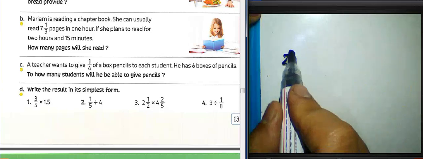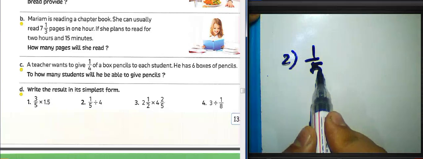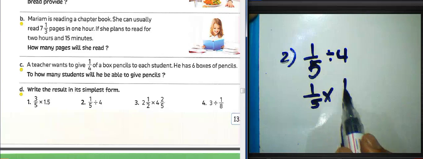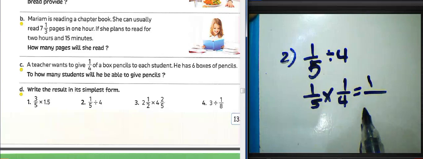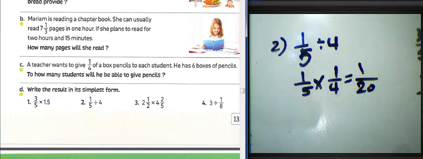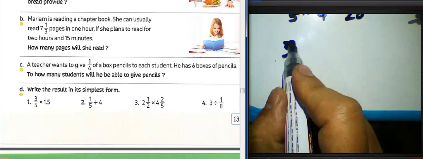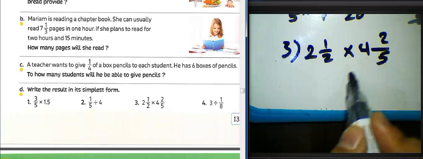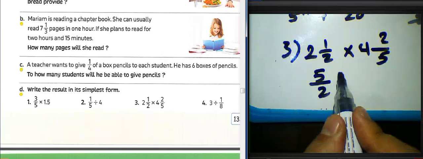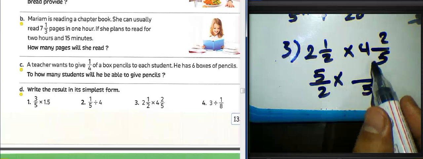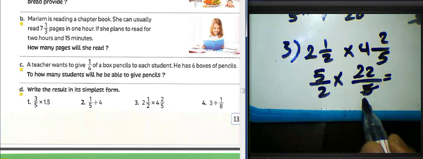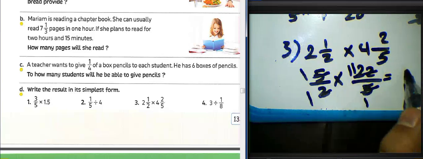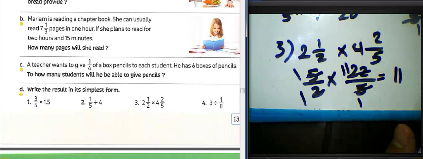Question number 2. 1 over 5 divided by 4. We can write 1 over 5 multiplied by 1 over 4. 1 times 1 equals 1 and 4 times 5 equals 20. Okay, question number 3. 2 and 1 over 2 multiplied by 4 and 2 over 5. Write 2 here: 2 times 2 equals 4 plus 1 equals 5. 4 times 5 equals 20, plus 2 equals 22. 5 divided by 5 equals 1. 2 divided by 2 equals 1. 22 divided by 2 equals 11. So the result will be 11.